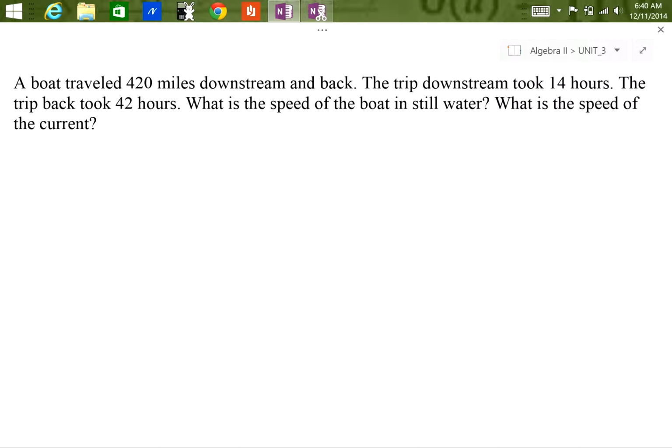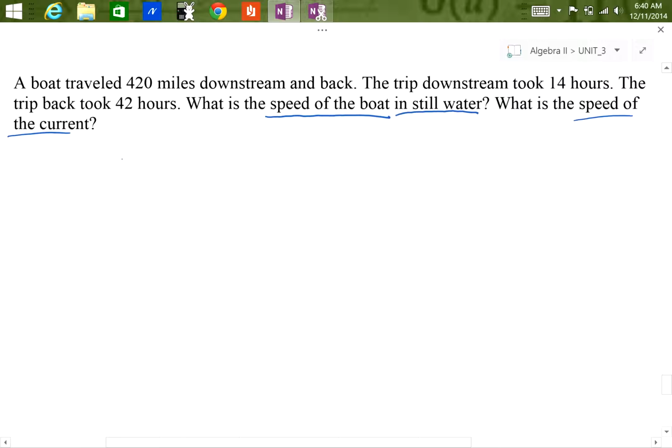If we have a boat in the water, specifically a river in this case, and you're going downstream, the speed of your boat plus the speed of your current gives you your total speed. And when you're going against the current in a river, that current is fighting against you, so your total speed is the speed of your boat minus the speed of the current. That's why it's asking us for these two specific things. What is the speed of the boat? Here's the qualifier, in still water. In other words, if the water's not moving, what would be the speed of the boat? And then it also wants us to find the speed of the current.